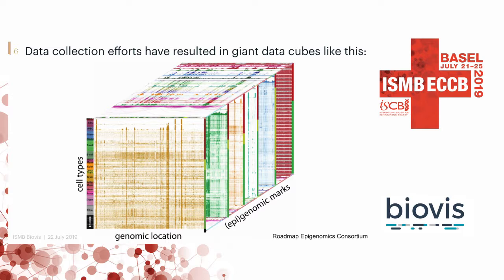The problem is that it results in something hideous like this, where you have the genome and then all your hundreds or thousands of different cell types, and then you have all these different chromatin or epigenomic marks that you've measured there. So this could be histone tail modification, it could be RNA-seq data, it could be methylation data, it could be whatever. And the problem is that this is kind of hard to interpret, plus it looks ugly.